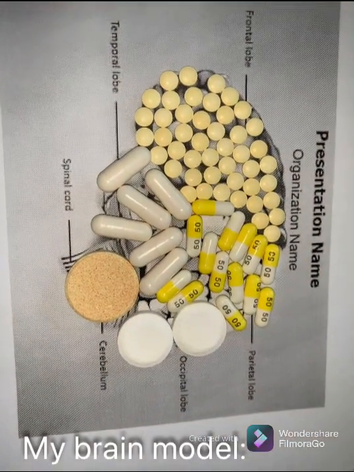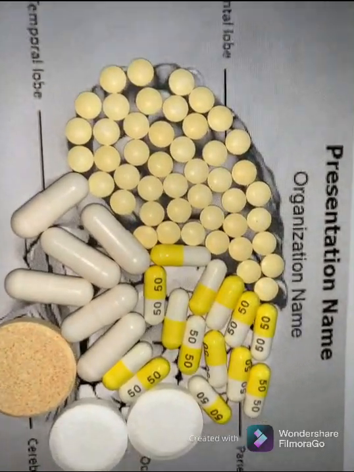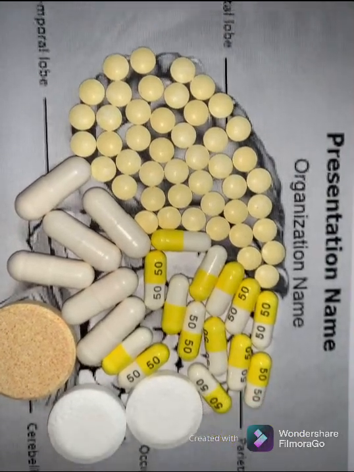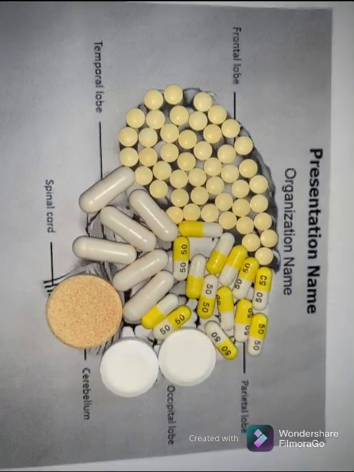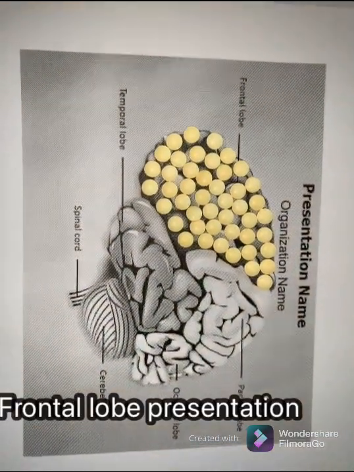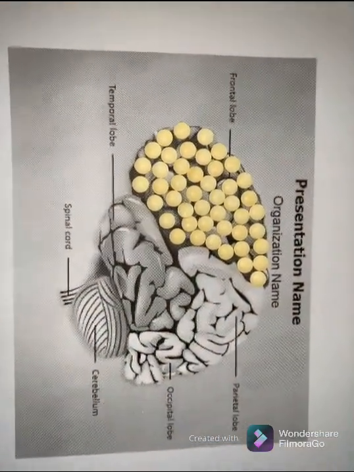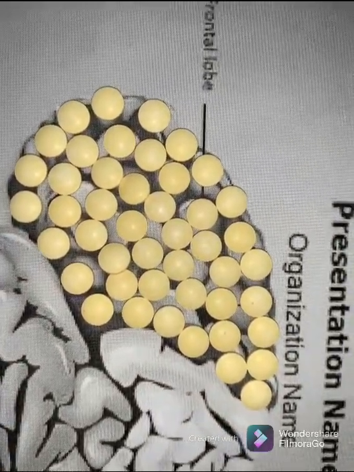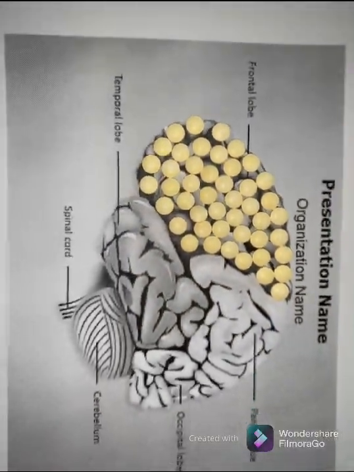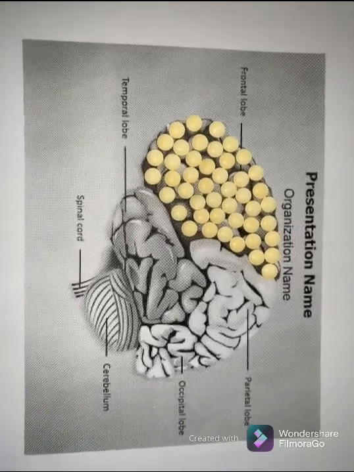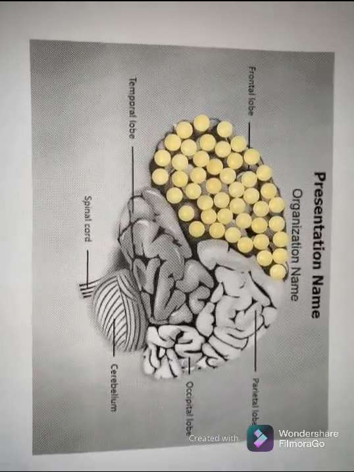I decided to use pills as a representation of my brain model. Every different pill represents a different part of the brain. Here I am representing the frontal lobe, and as you can see, it is a big part of the brain, and the functions of the frontal lobe are language, intelligence, emotional control, self-control, and problem solving.